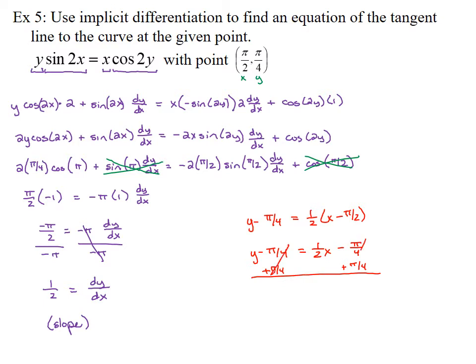If you add pi over 4 to both sides, it cancels on both sides, and you get a very nice answer for such an ugly problem. Your answer is y equals 1/2 x. That is the equation of the tangent line at this problem at that particular point. So it's a little bit more tedious, but you'll notice that I did not solve for dy/dx until after I plugged the numbers in, just to make the arithmetic a little bit easier. And I'm going to do the exact same thing on the next one as well.